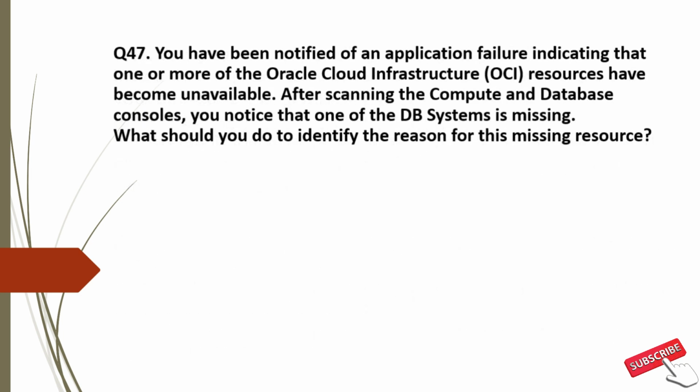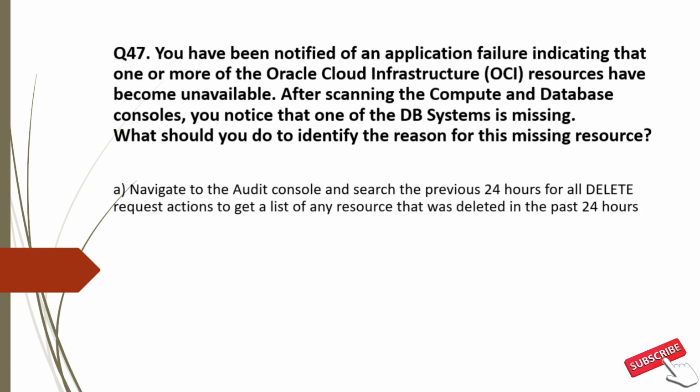Question 47. You have been notified of an application failure indicating that one or more of the Oracle Cloud infrastructure resources have become unavailable. After scanning the compute and database consoles, you noticed that one of the DB system is missing. What should you do to identify the reason of this missing resource? And the options are A. Navigate to the audit console and search the previous 24 hours for all delete request actions to get a list of any resource that was deleted in past 24 hours.